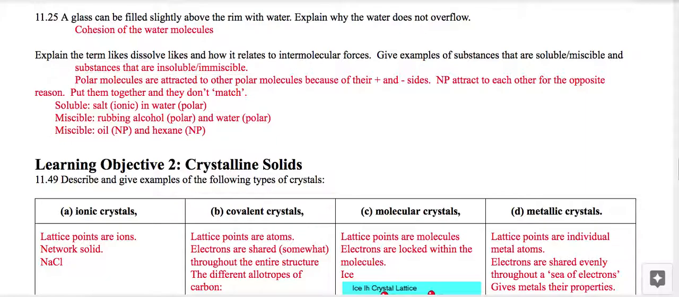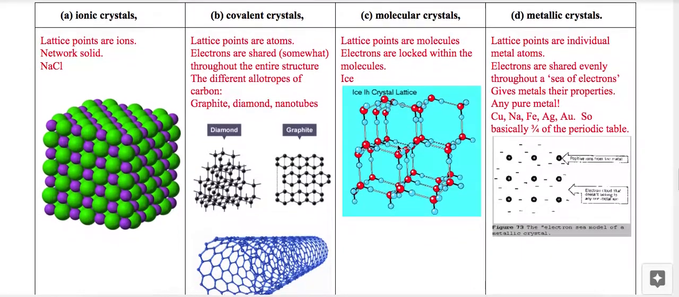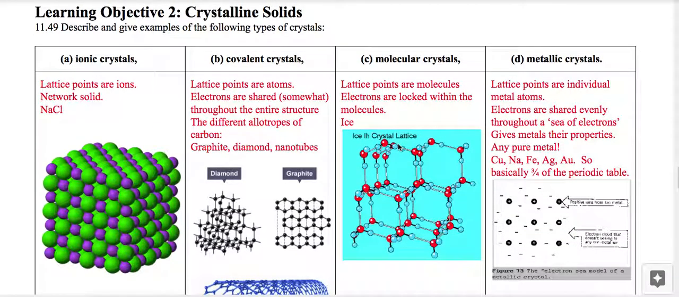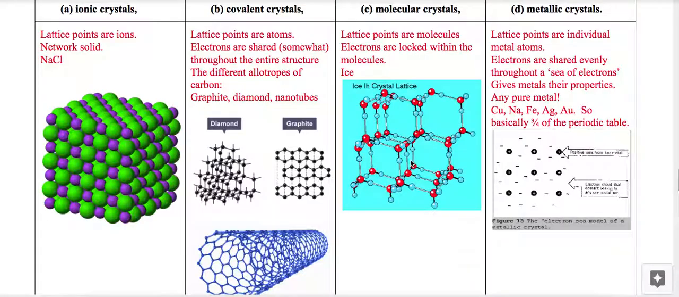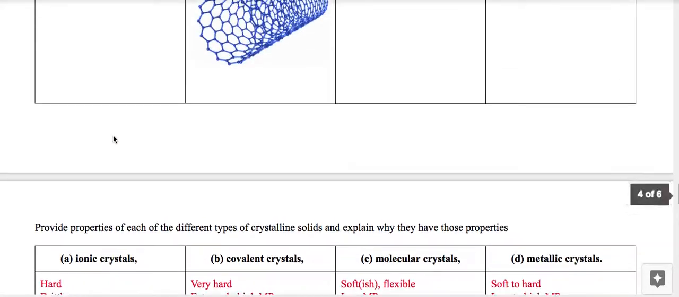All right, now we can get into learning objective 2, which goes through the different kinds of crystalline solids. There are 4 of them: ionic, covalent, molecular, and metallic. The important parts here are what we see at the different lattice points, how that works in terms of making it into its solid shape, its crystalline structure, and then its properties, which is going to be the next question.